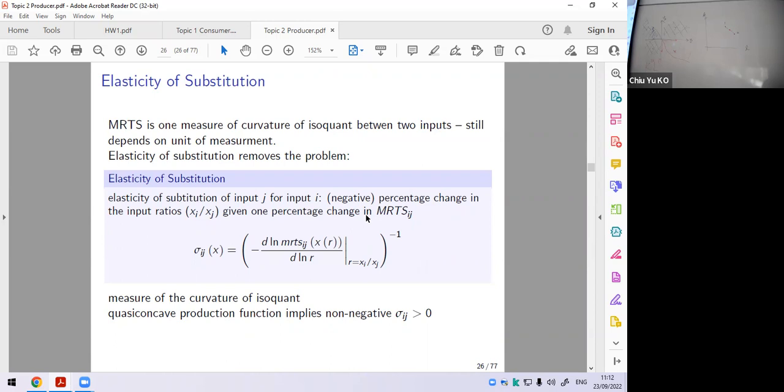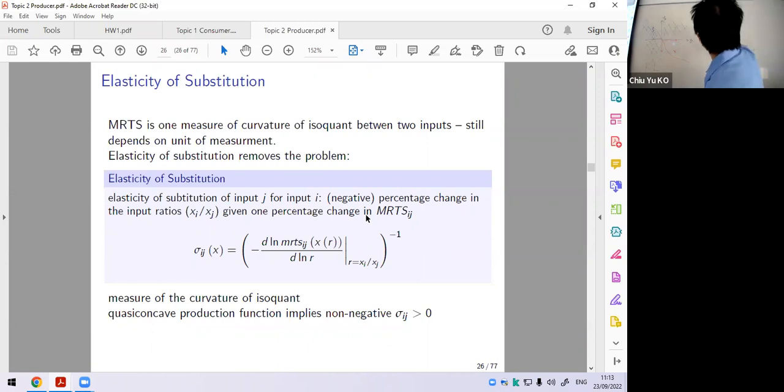Because the isoquants look like this, right? Under the assumption of quasi-concavity, like this, right? How curved is this guy? What it says is the following, basically. You can draw a line from here. Suppose this is i, this is j. And this slope will be xi over xj, which is R. Right? The slope of this.